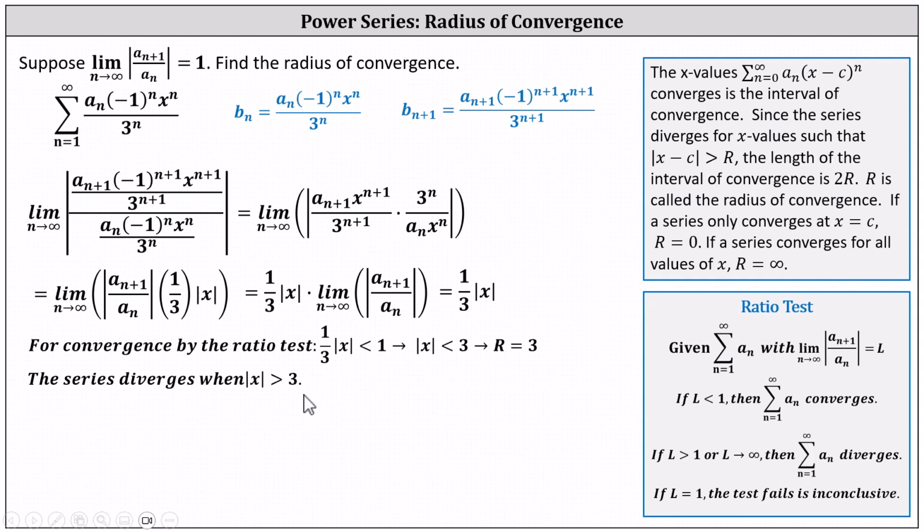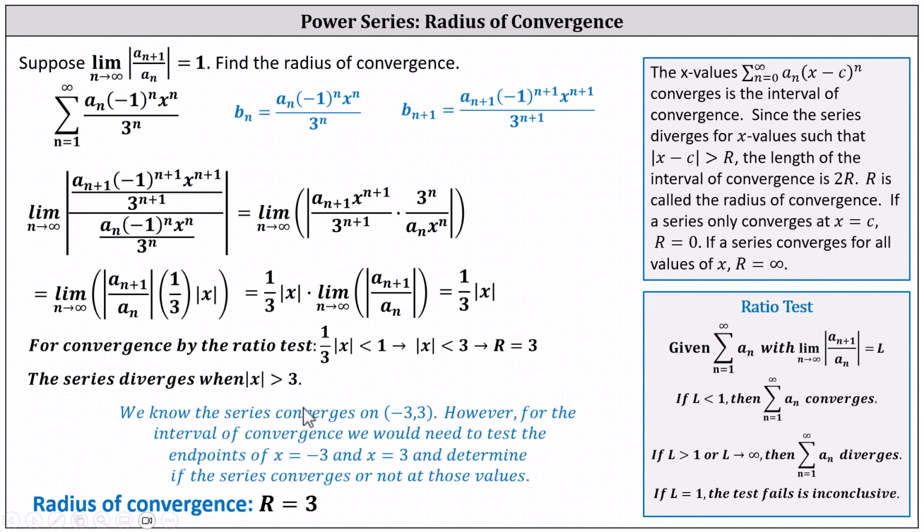So again, to answer the question, the radius of convergence is 3, which means the series converges on the open interval from -3 to +3. However, for the interval of convergence, we would need to test the endpoints of x equals -3 and x equals +3 and determine if the series converges or not at these values. I hope you found this helpful.